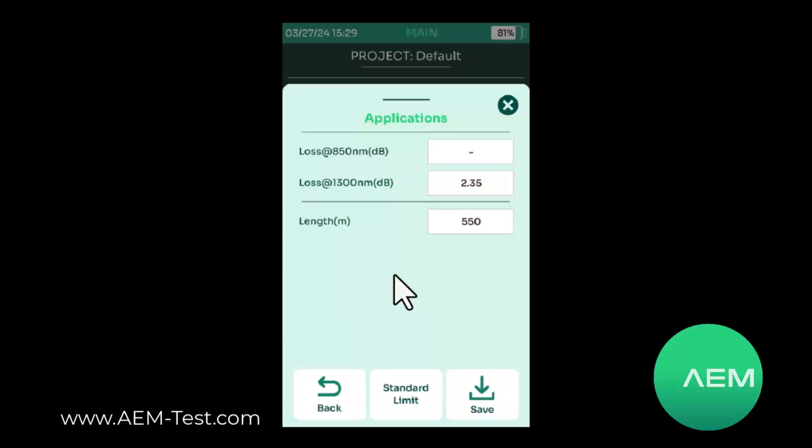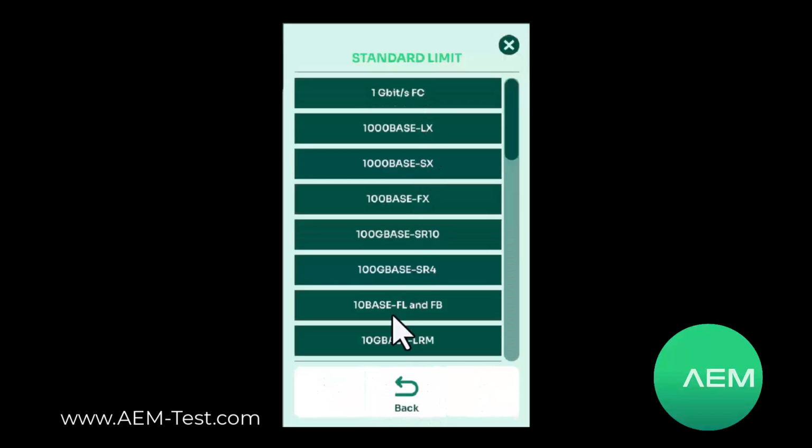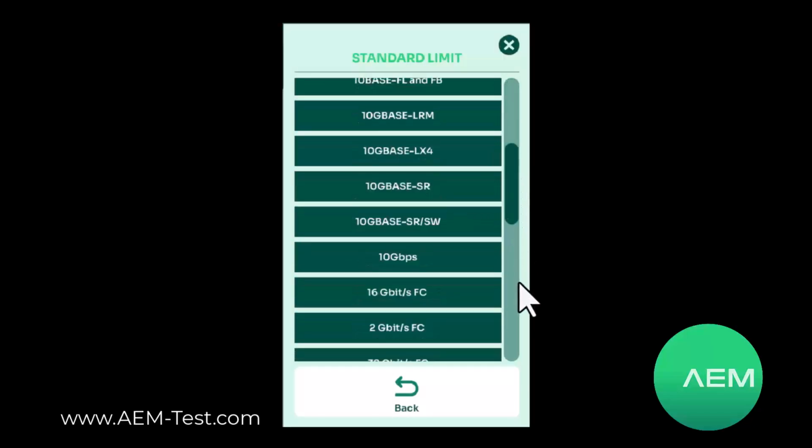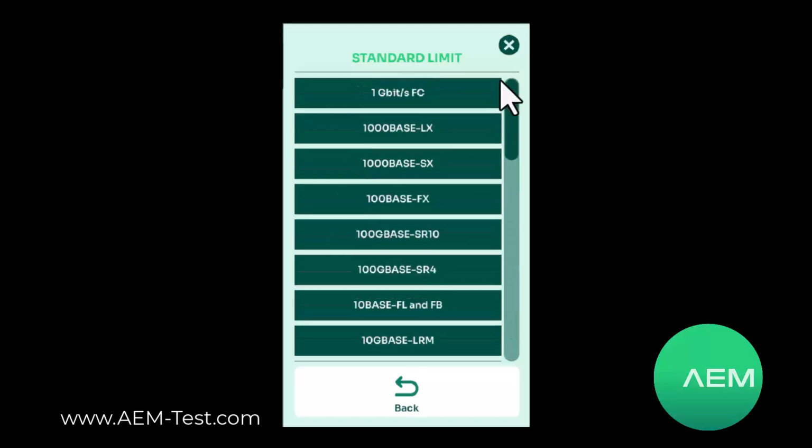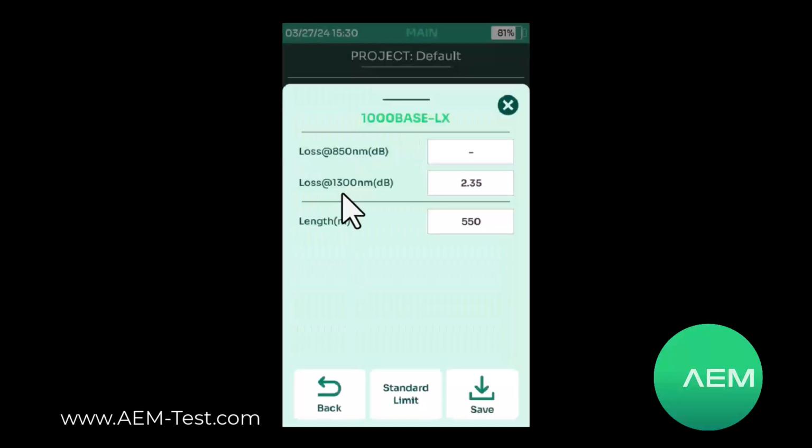So we can click on application, and we click on the standard limit button, and you'll see several different application limits in here for fiber optics. So for instance, if I check the 1 gig base LX, the L is long wavelength, so we see 1300 nanometers, the longer of these two wavelengths, and it gives us a 2.35 loss allowance at that wavelength and a length limit of 550.